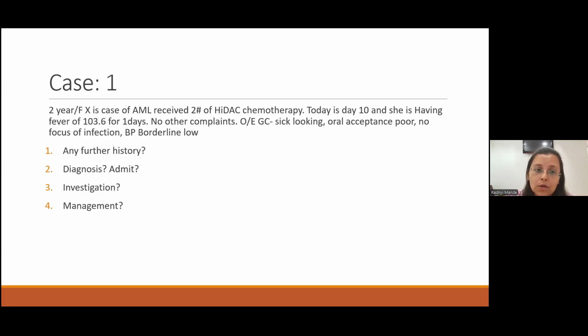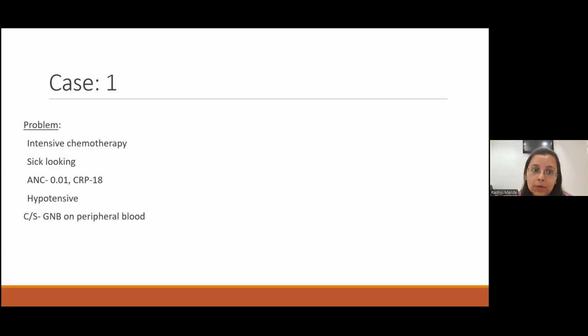So what further history will you ask in such a patient? So first of all, this patient has received high dose cytarabine chemotherapy, which is a highly immunosuppressive therapy. So this qualifies to be a high risk febrile neutropenia patient because she has received intensive chemotherapy. Clinically, the child is sick looking and hypotensive, and the culture which we had sent has grown GNB, that is gram negative bacilli, on peripheral blood.